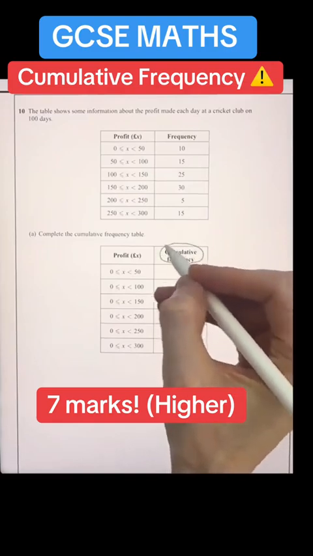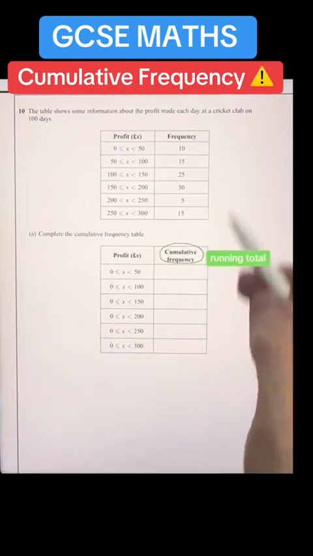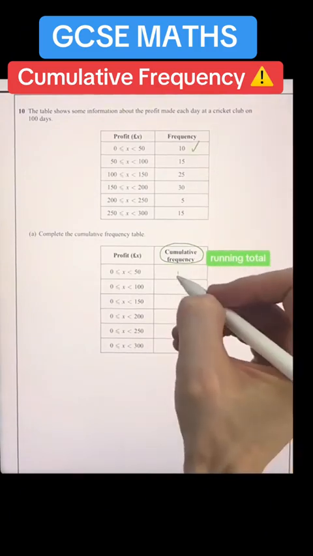Cumulative frequency means running total. So it's a running total of our frequency. So the first frequency stays exactly the same, in this case 10, and we just keep adding.